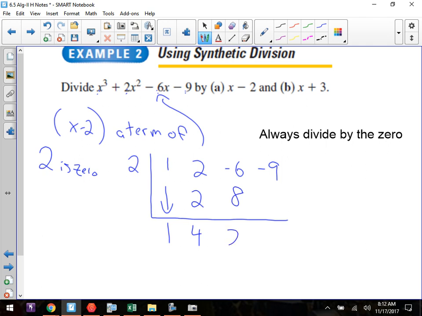Add them together. 2 times 4 is 8. -6 plus 8 is 2. 2 times 2 is 4. -9 and 4 is -5.